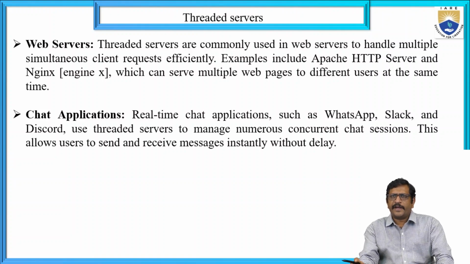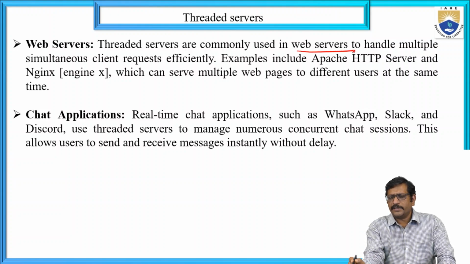Web servers: these threaded servers are commonly used in web applications. Why? Because they handle multiple client requests very efficiently. With the help of these web servers, many other requests can be handled. Examples include Apache HTTP Server and Nginx, which can serve multiple web pages to different users at the same time.